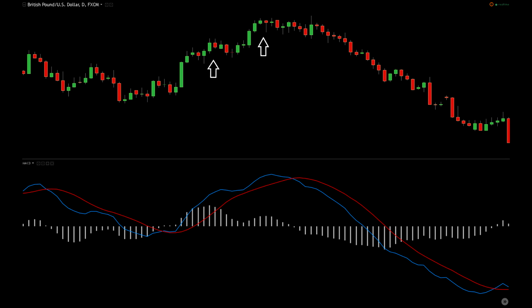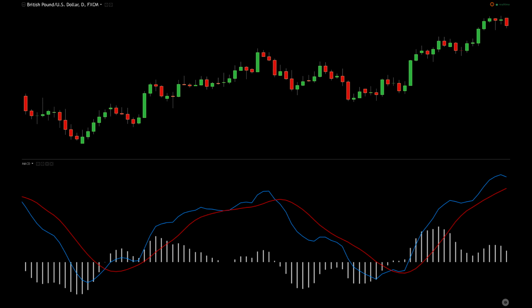2 peaks are observed on the price, the second peak higher than the first. On the MACD, however, the second peak is lower than the first. This is known as a hidden bearish divergence. During a bearish market, similar logic can be used to find hidden bullish divergences with a lower low on price and a higher low on the MACD.